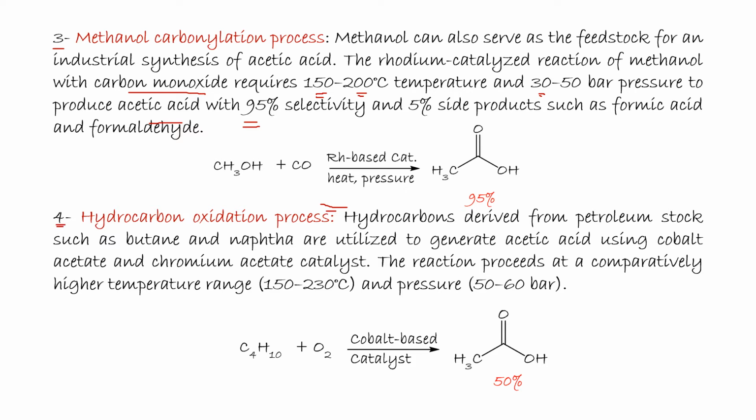Hydrocarbon oxidation process. Hydrocarbons derived from petroleum stocks such as butane and naphtha are utilized to generate acetic acid using cobalt acetate and chromium acetate catalyst. The reaction proceeds at a comparatively higher temperature, 150 to 230 degrees Celsius, and pressure 50 to 60 bar. That's butane, oxygen in presence of cobalt-based catalyst, giving 50% acetic acid.